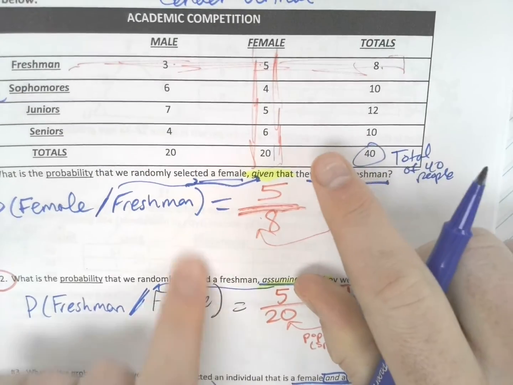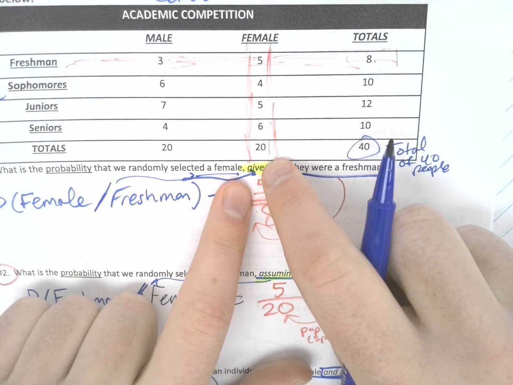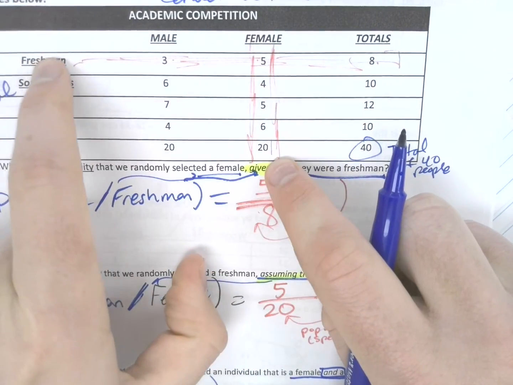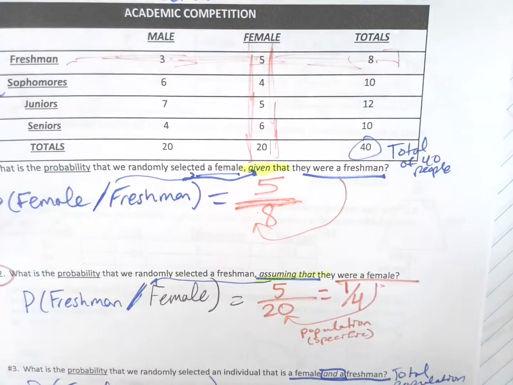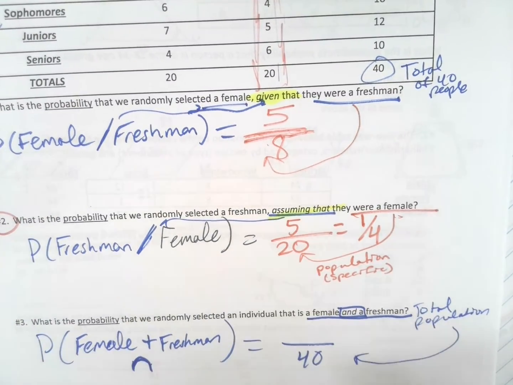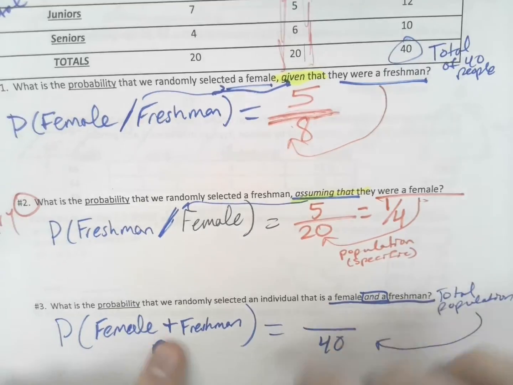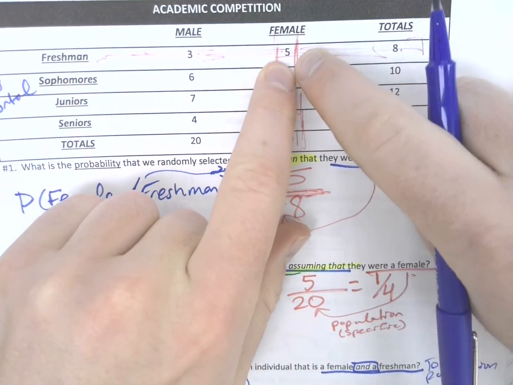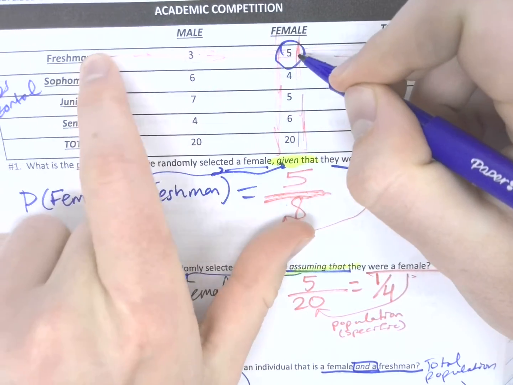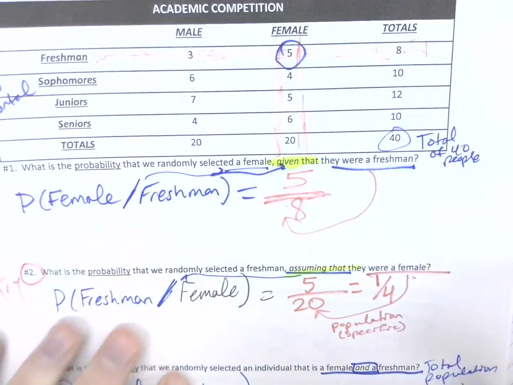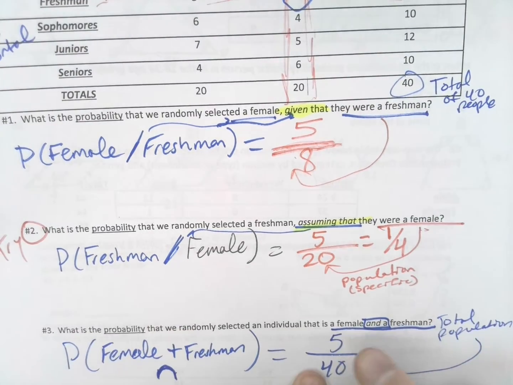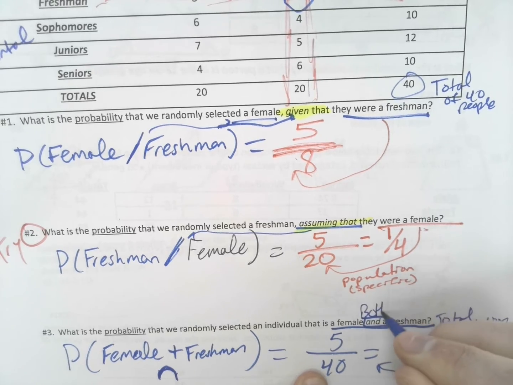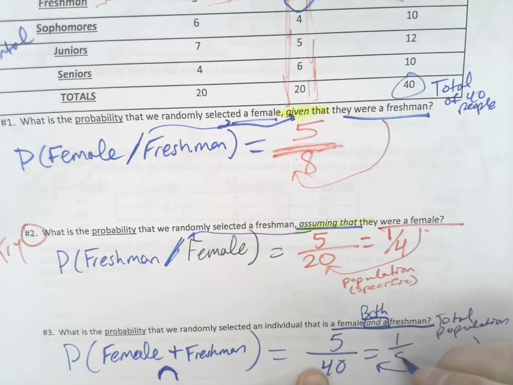Well, here's the female population. Here's the freshman population. You've got 8 freshmen and you've got 20 females. But here's the thing, we only want freshmen that are females. So that would be where freshman and female intersects, boom, right there. That intersects at 5. Because they have to be both. They can't just be female or freshman, they have to be both. So that's 5 out of 40 or 1 out of 8.